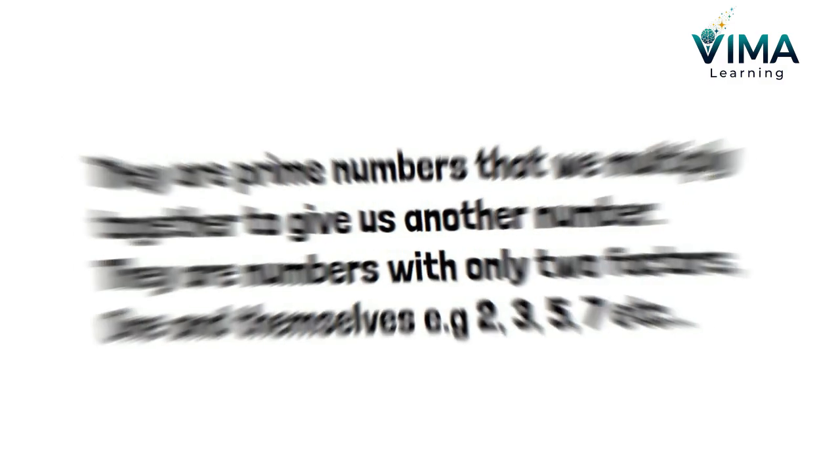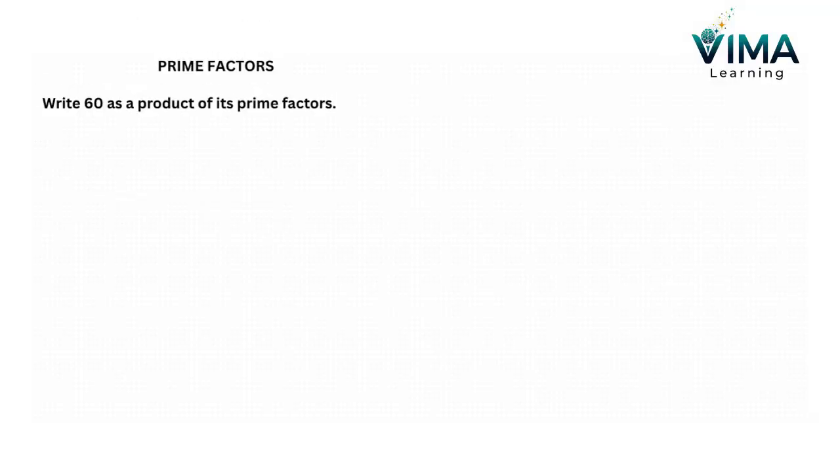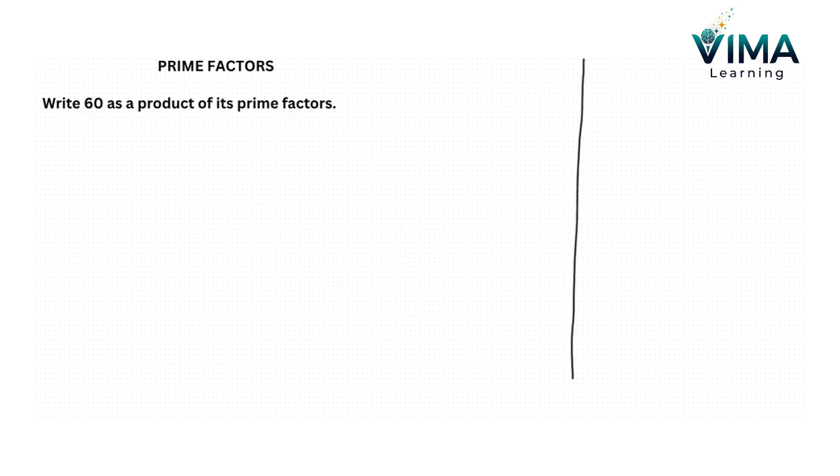So now let's look at the question. Write 60 as a product of its prime factors. Same thing as saying express 60 as a product of its prime factors. Now, a simple way to go about this is to try to divide 60 until we get to 1. So putting 60 in a tabular form and trying to divide it until we get to 1.